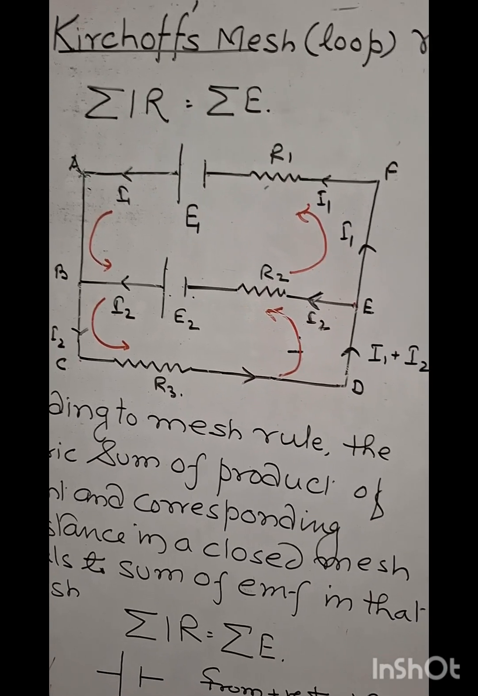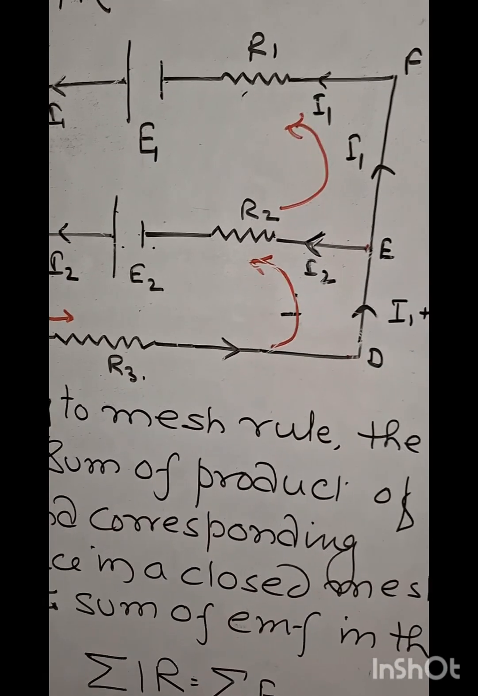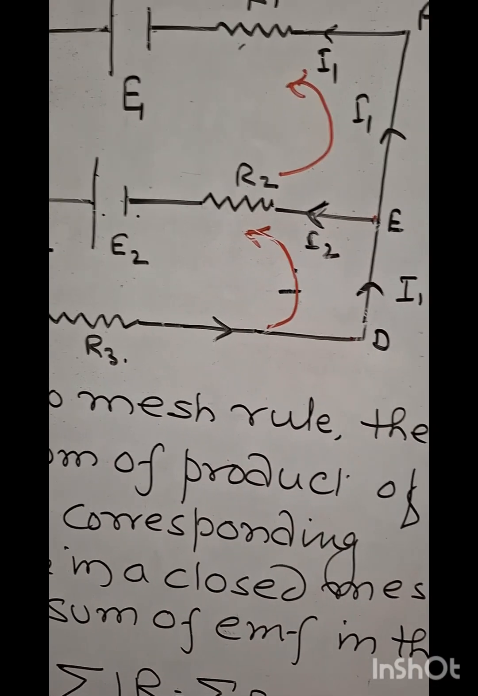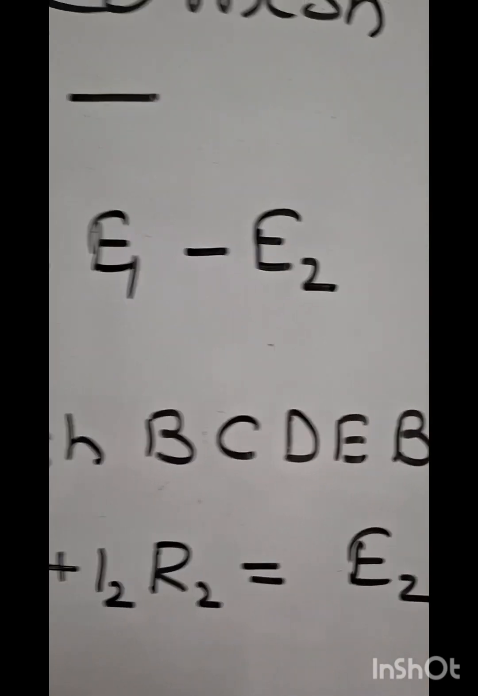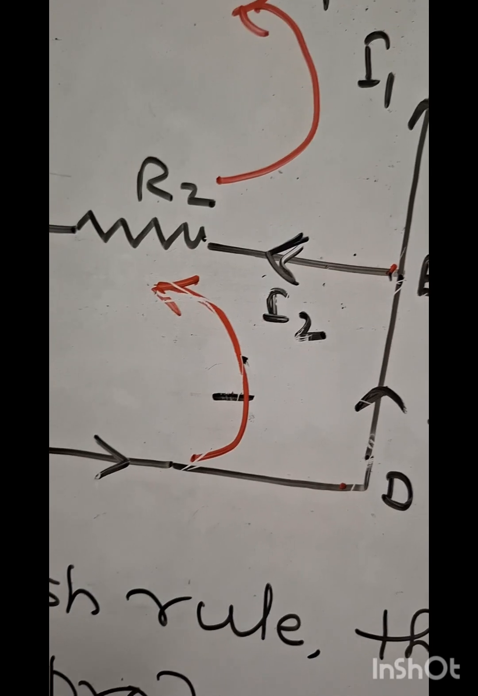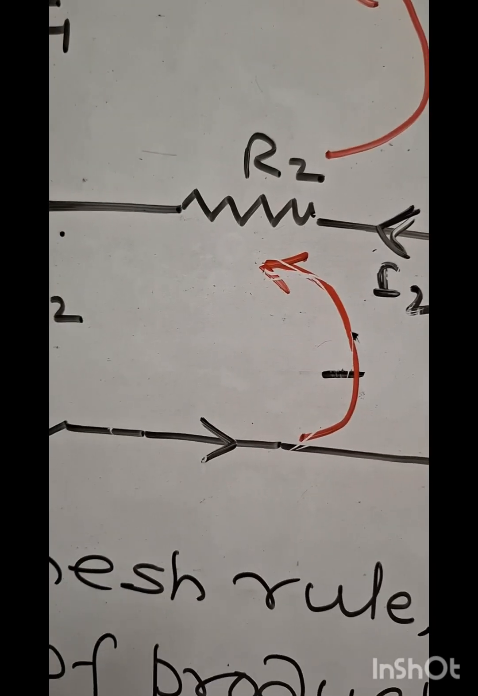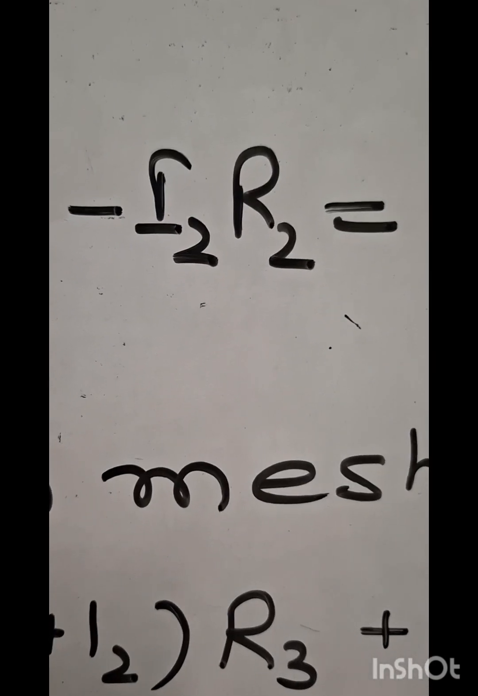In this example, I am going to apply the mesh rule in mesh ABEFA. We are moving in anticlockwise direction. So when we go through E2, we move from plus to minus. That's why E2 has been taken negative. Now through R2, we are moving towards the right side. Current is going towards the left side. That's why I2 R2 is also taken negative.